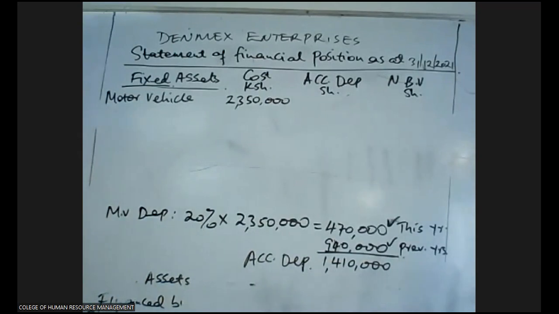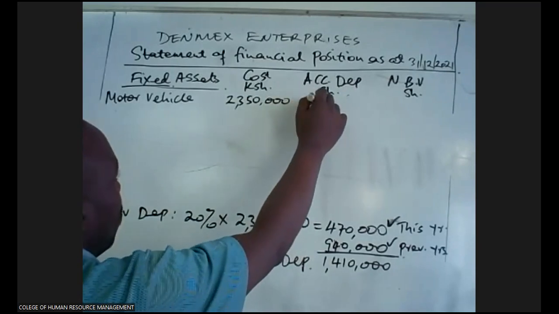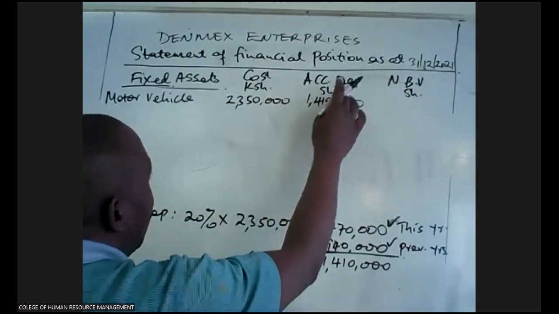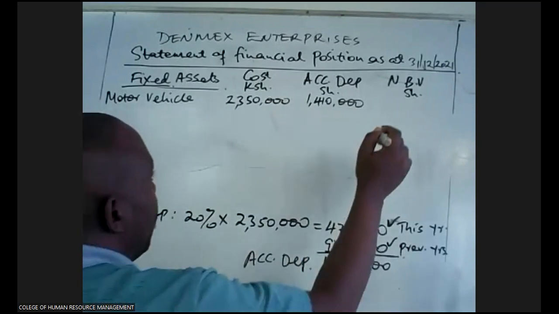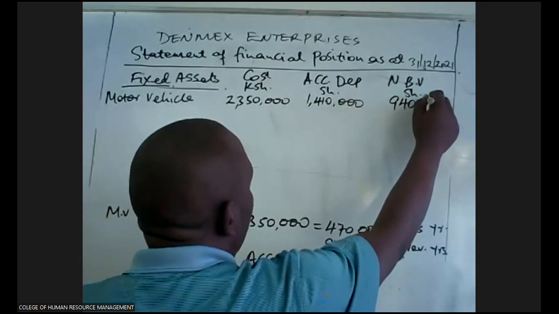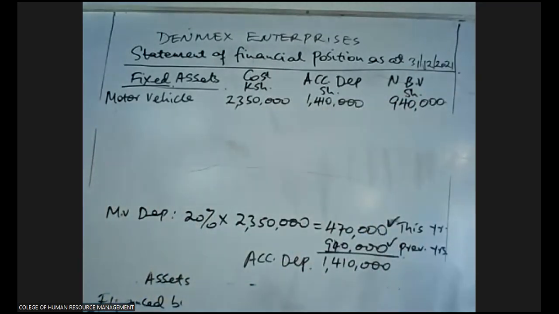Note that. When you are doing the accumulated depreciation, don't use only what is captured in the question. What is normally captured in the question is the depreciation from the previous years. So you need to calculate for this year and then add to the depreciation from previous years so that you can get the accumulated 1,410,000. Then if you take 2,350,000 minus the total depreciation, the remaining value is now 940,000. That is the value for the motor vehicle that is remaining.